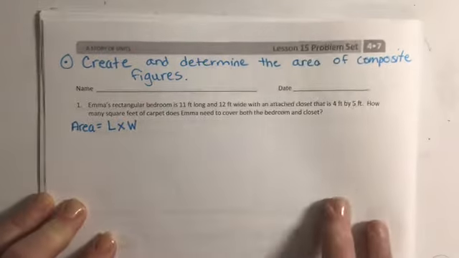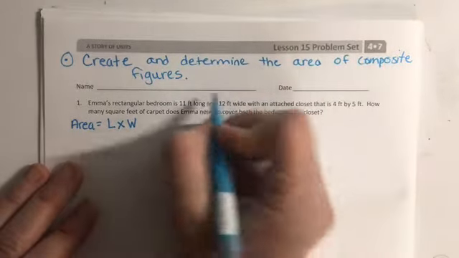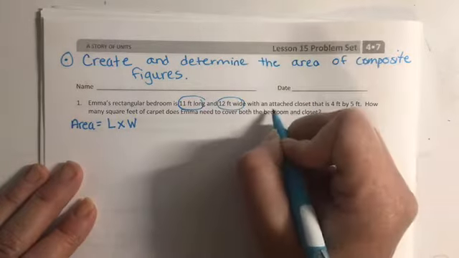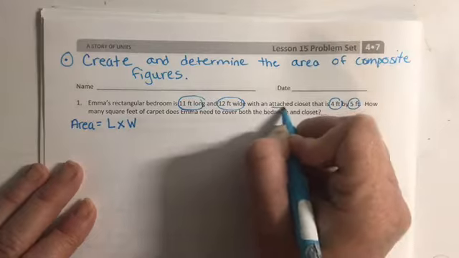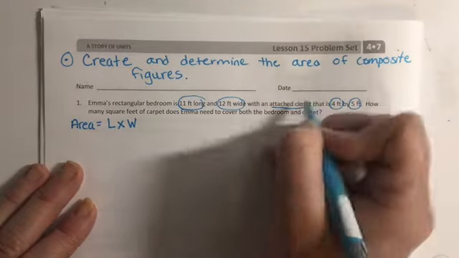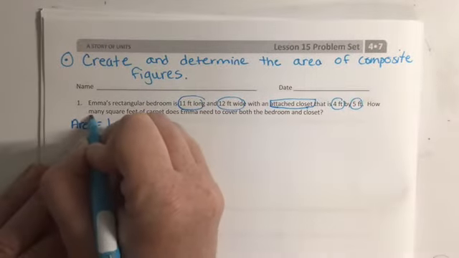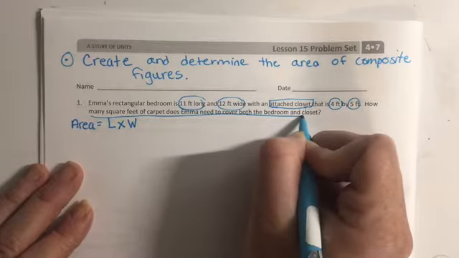Okay, so Emma's rectangular bedroom is 11 feet long and 12 feet wide. We're gonna circle the numbers. With an attached closet that is 4 feet by 5 feet. Okay, I'm gonna box that keyword right here. We know that that's attached. How many square feet of carpet does Emma need to cover both the closet and the bedroom?